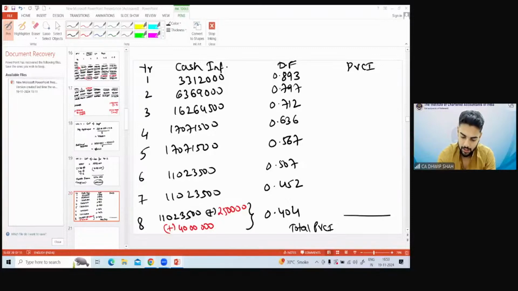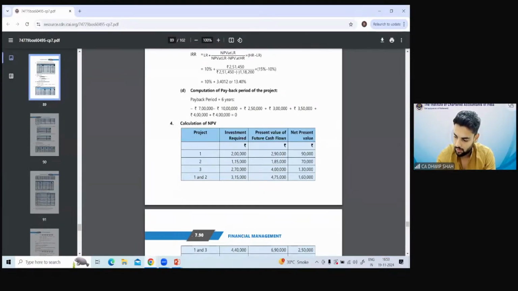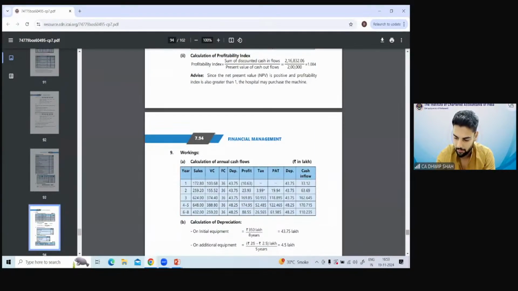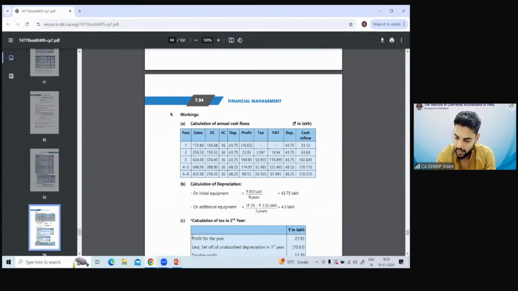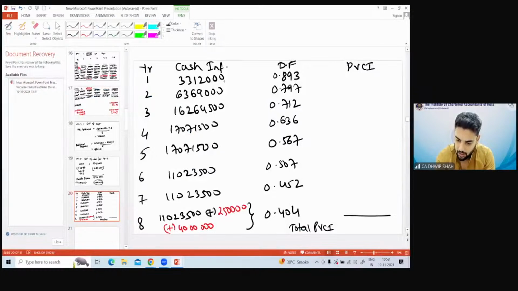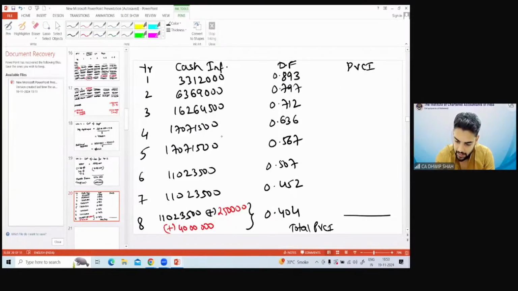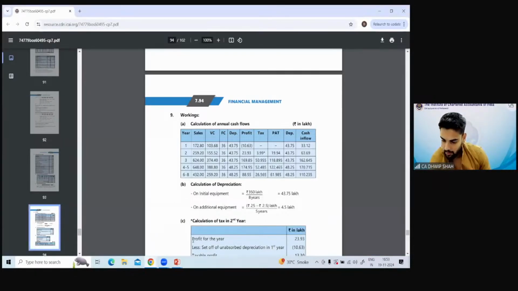Is someone calculating or not? Or we can see the solution as well to save time. So these are the pattern of cash inflows. See, 33, 12, 63, 69, 162, 64, 500. Then it is 170, 71, 500. 110, 23, 500, from year 6 to 8.